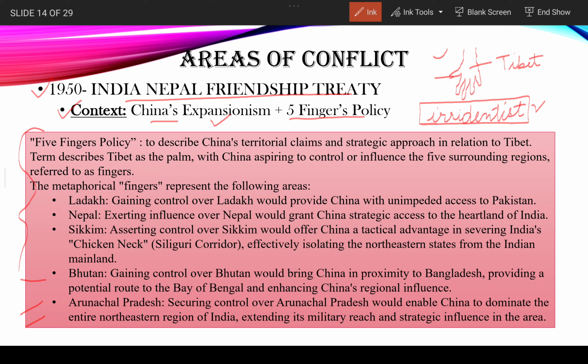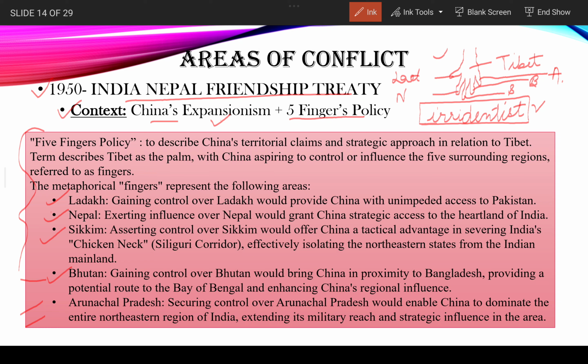Talking about this one, this is Ladakh of India. Okay. Then comes Nepal. Then comes Sikkim. Then comes Bhutan. And then comes Arunachal Pradesh. You can imagine in your mind the map of India, China, and these five fingers. The palm is Tibet, and the five fingers are Ladakh, Nepal, Sikkim, Bhutan, and Arunachal.